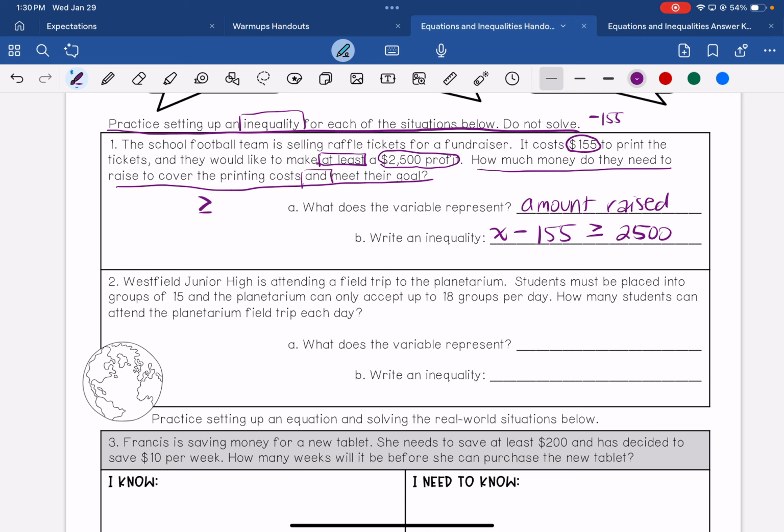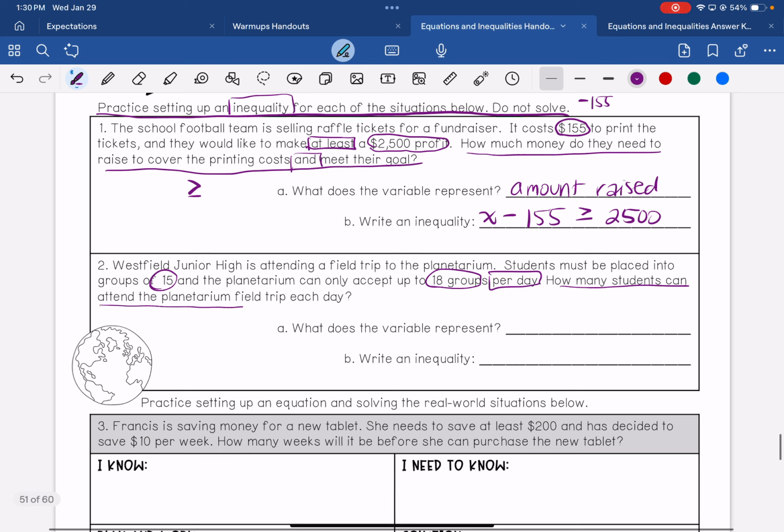Number two, Westfield Junior High is attending a field trip to the planetarium. Students must be placed into groups of 15, and a planetarium can only accept up to 18 groups per day. How many students can attend the planetarium field trip each day? So the variable is always going to answer our question, so it'll be number of students.